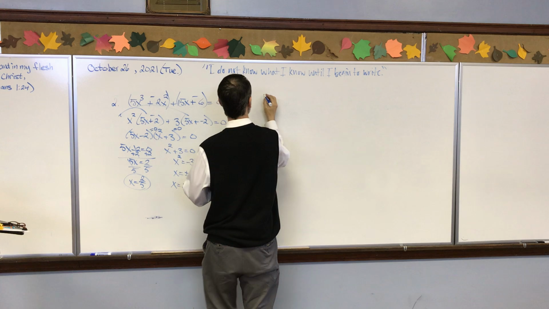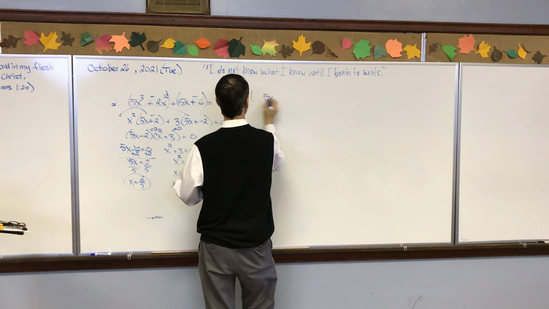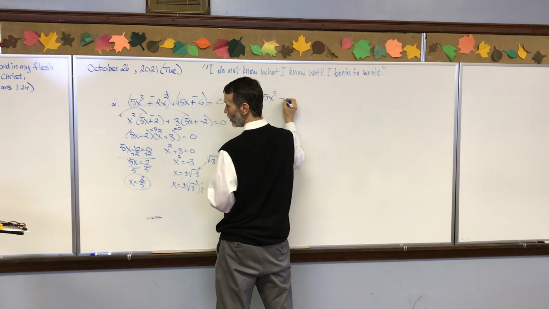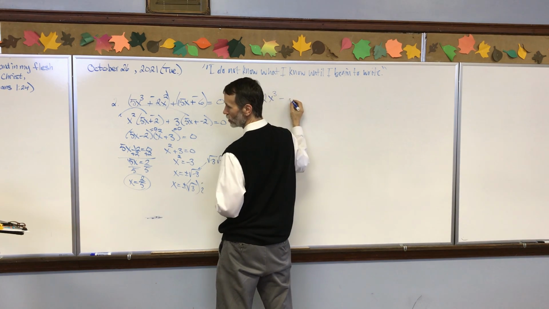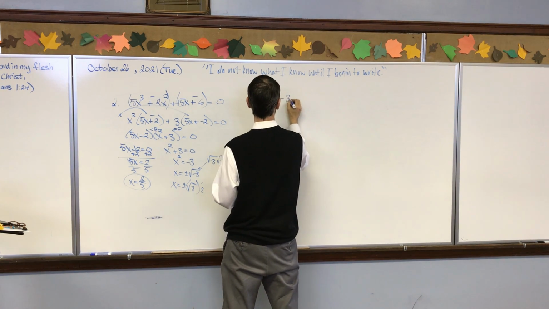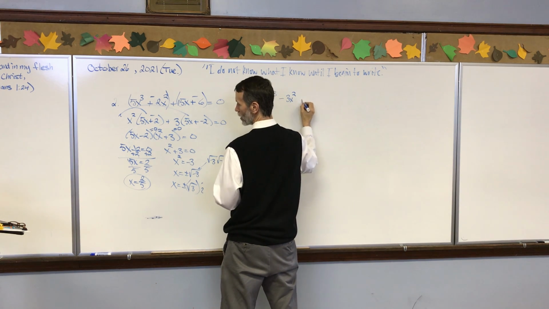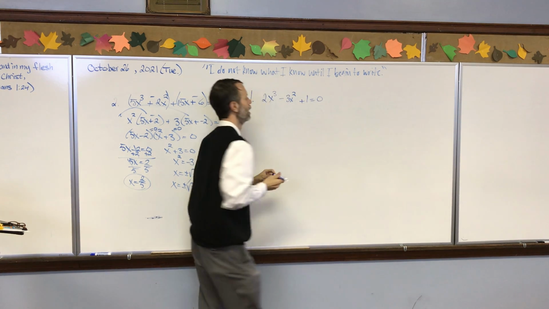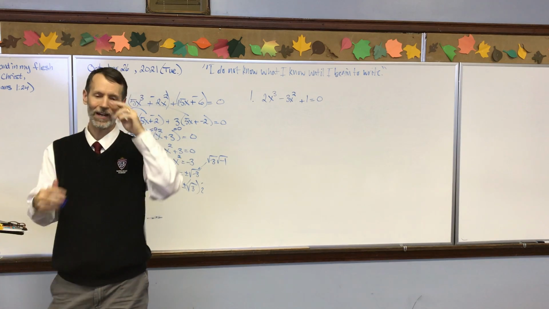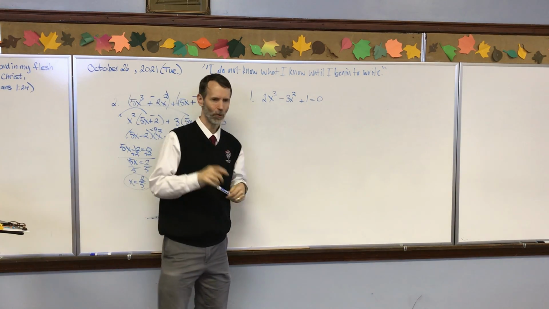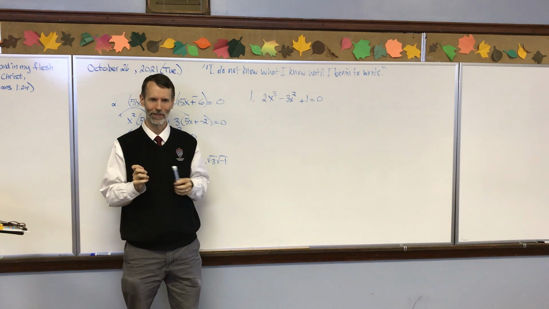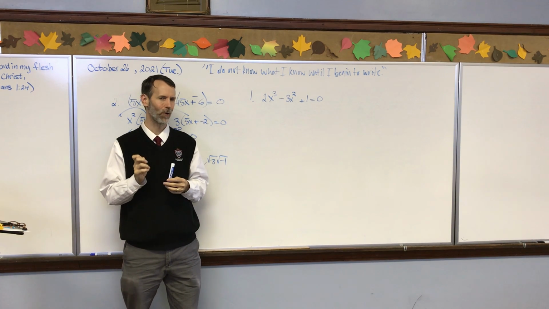2x cubed minus 3x squared plus 1 equals 0. This is number one. Now, in order to do this, it doesn't factor by any known method, so I have to start guessing. Can anybody tell me the one thing I have to do in order to set it up for synthetic division? There's something not quite right.